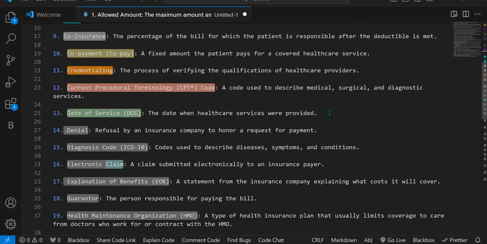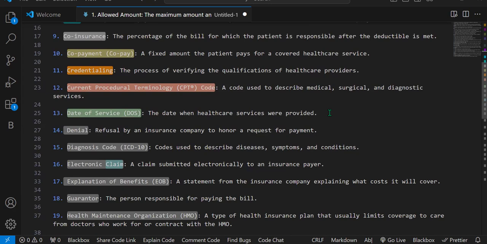So next one is denial. Refusal by an insurance company to honor a request for payment. As I told you, if you have any errors in your claim, then the insurance company will deny your claim. That is called denial.